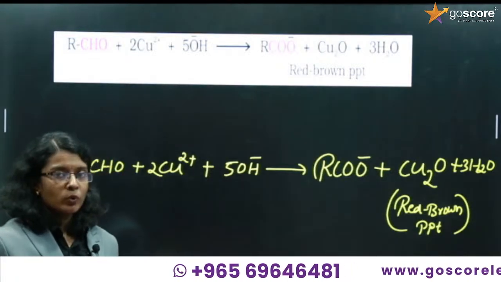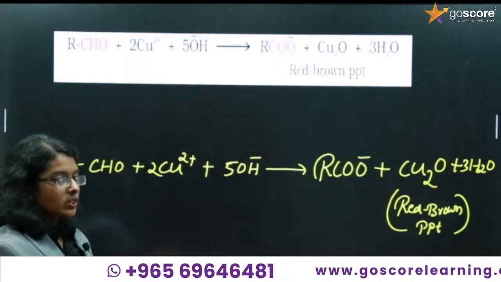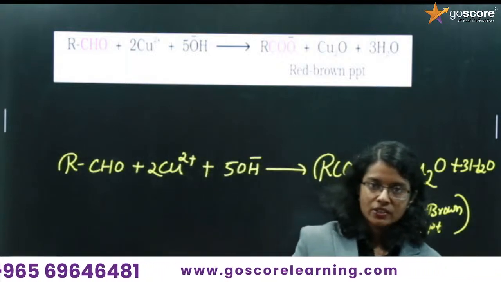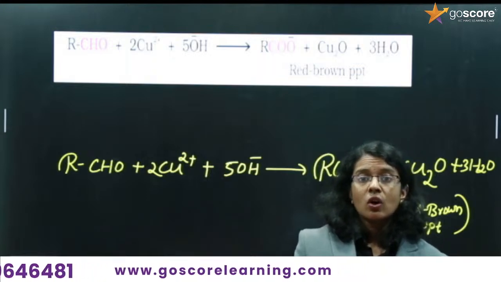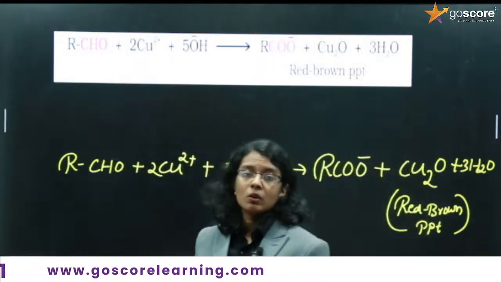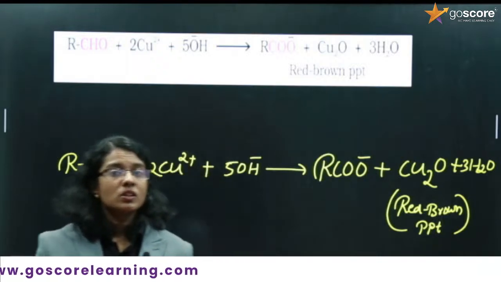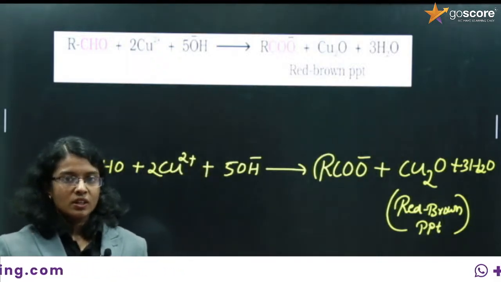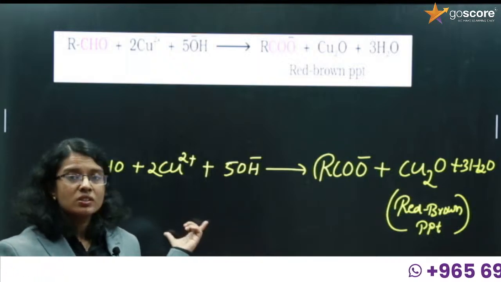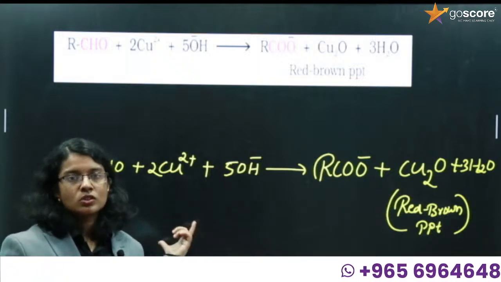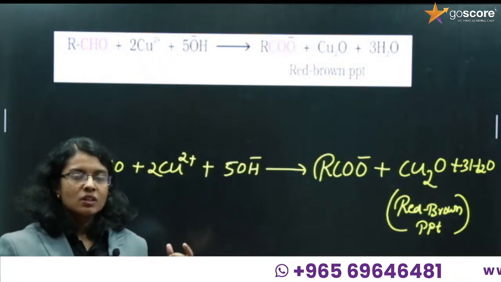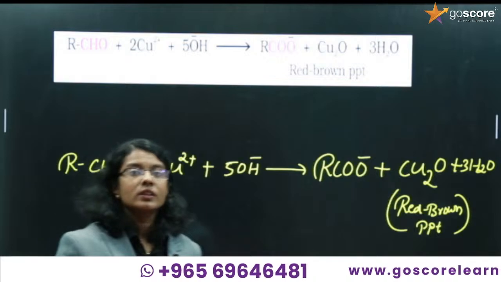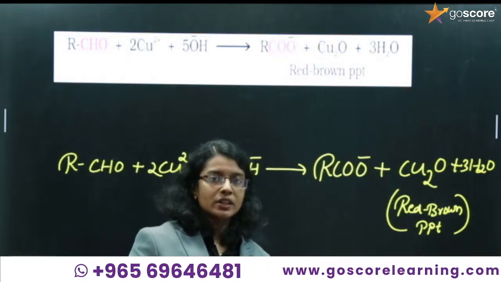So this is all about oxidation. The aldehyde can be oxidized to carboxylic acid, but ketones cannot be oxidized by a mild oxidizing agent. The ketone can only be oxidized under vigorous conditions. So ketone does not respond to Tollens' reagent and Fehling's reagent. Then we discuss the distinguishing tests for aldehyde and ketone.